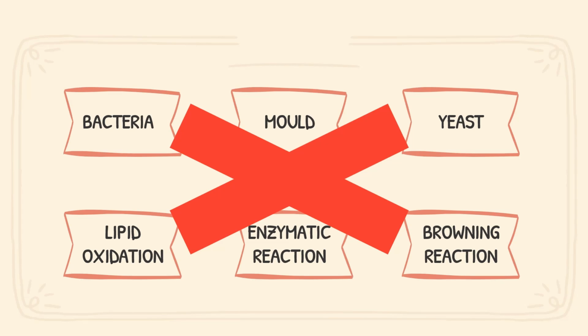The minimum water activity required for microorganisms to grow is 0.6. At the water activity of the potato chip, all mold, yeast, and bacteria are unable to grow. It's also resistant to lipid oxidation, enzymatic reactions, and browning reaction. With the vacuum packaging and low water activity, the potato chip has a longer shelf life.